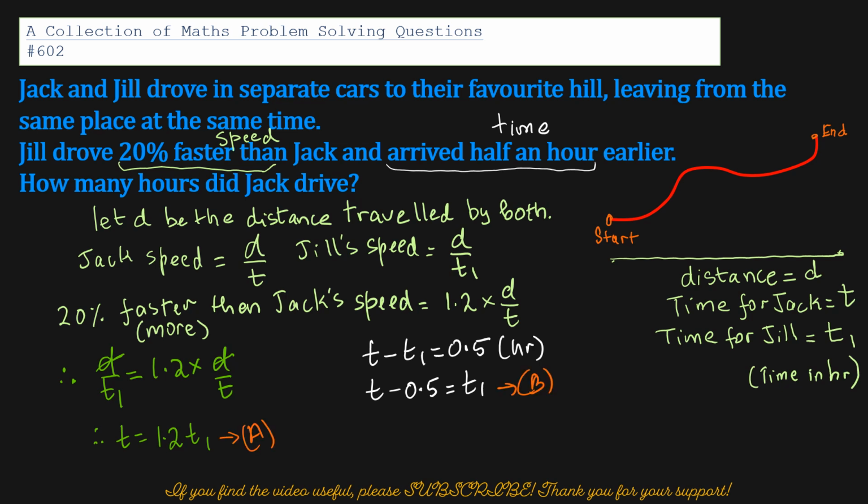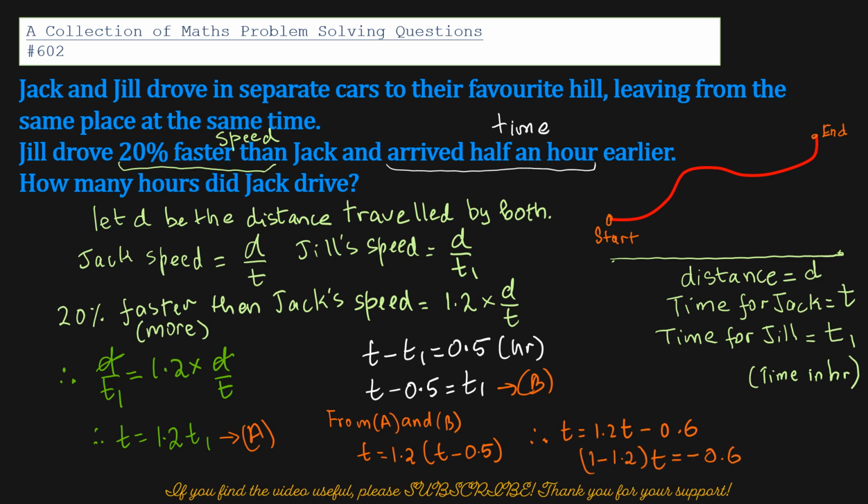We put it as equations a and b, and if we substitute one in the other, so from a and b, we get t equals 1.2 multiplied by t minus 0.5, and in removing the brackets, we get t equals 1.2t minus 0.6. So 1 minus 1.2t equals minus 0.6, and from here we get t equals 3.